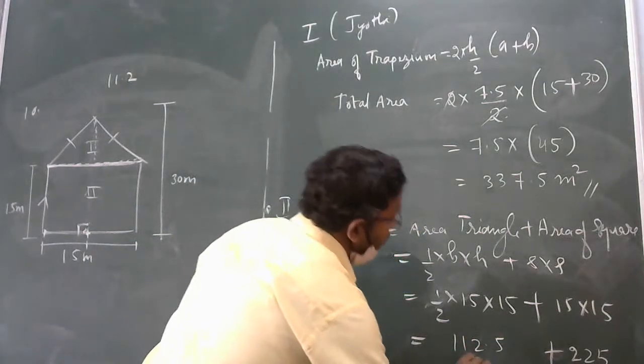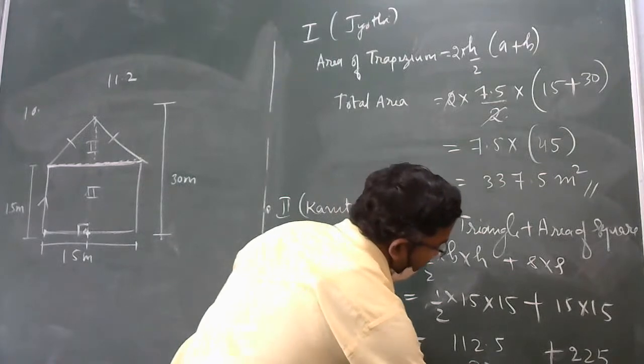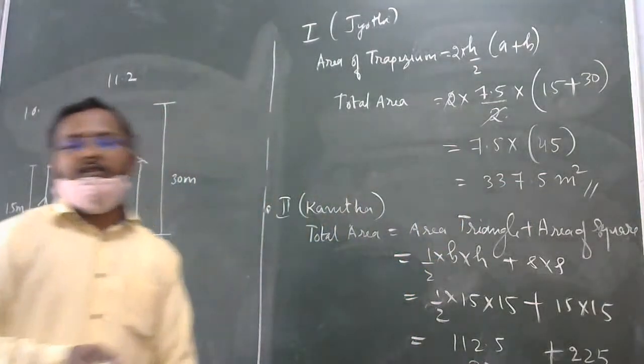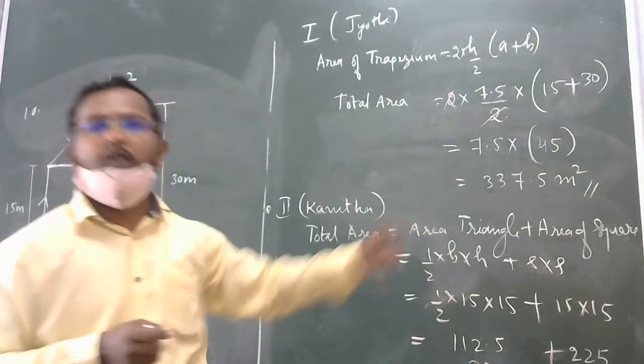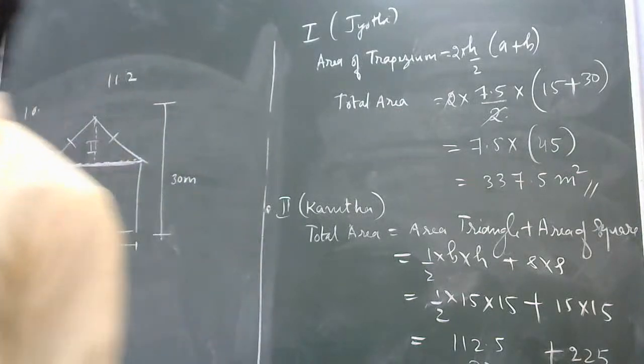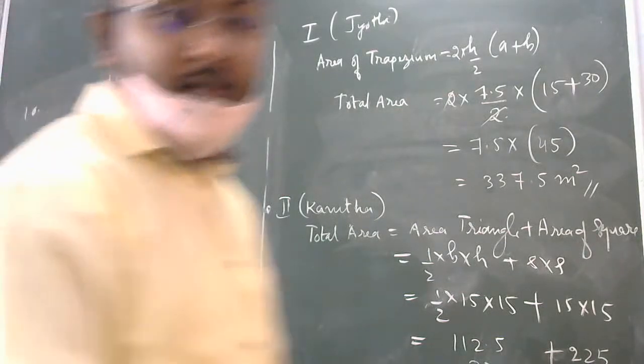112.5. So when you add, you get 337.5 meters square. So both the figures, in both the cases, we are having the same shape. Okay, the shape is same, but we are finding it two different ways. One student is dividing that vertically and finding the area, and the other is dividing horizontally and finding the area. In both the cases, your area should be same because we are finding the area of the same shape. The figure is same. You should not get a different answer.